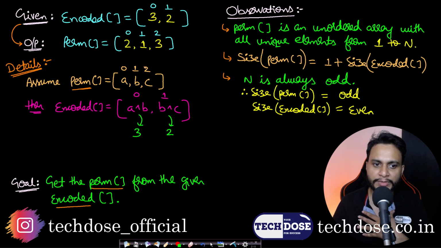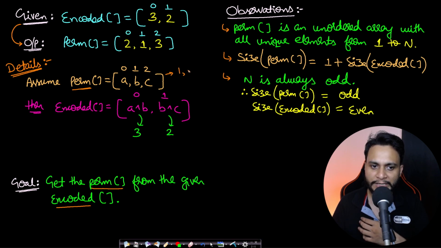According to the problem statement, if the permutation array is of size 3, then it will contain the first 3 natural numbers, that is 1, 2, 3, in a certain order. It can be ordered or it may be unordered. We don't know about it. Therefore, we cannot write 1, 2, 3. We have to write ABC, right?